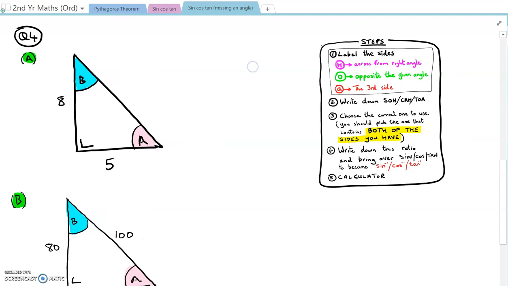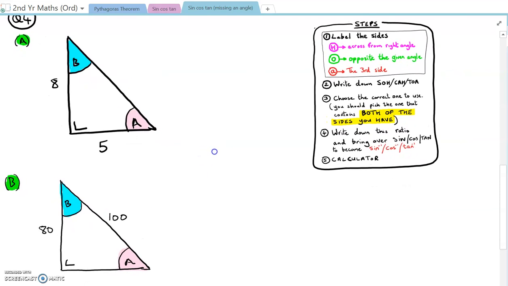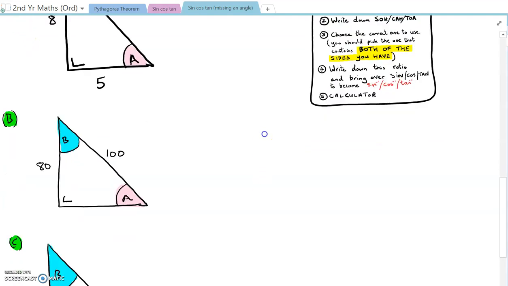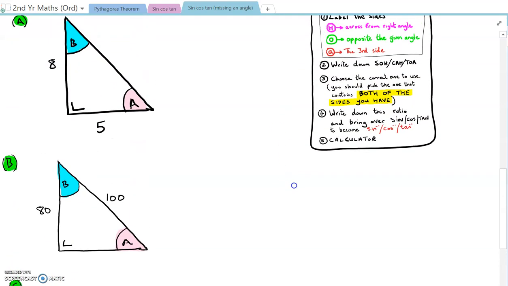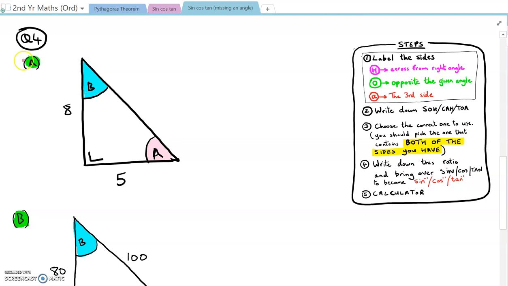Now, it's on to you to try and do question 4, A and B. There they are there. You've got to try and find A and B this time. Now I'm going to help you do A, and then you're going to do B and C completely on your own in a moment. So watch closely what I have to do for A. Let's look at part A of question 4.